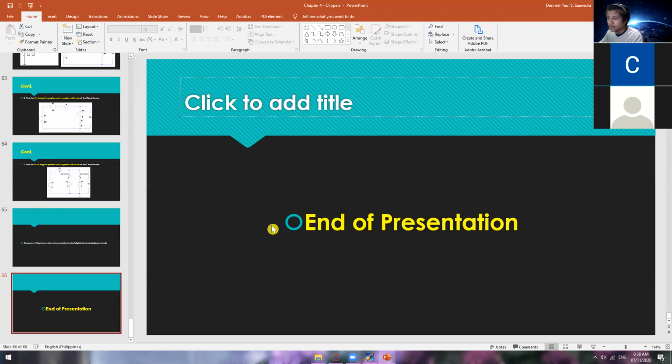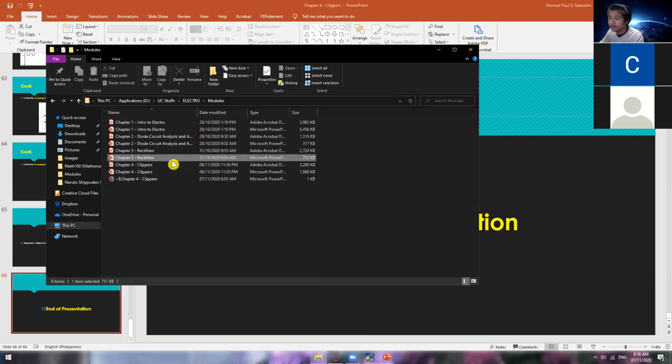So again, I repeat, this is not part of your midterm exam anymore. This is already a topic for your final exam, or for your final term. The coverage of your midterm exam is from the first module up to the rectifier. So you only have three modules to review. So chapter 1 to chapter 3 only, or module 1 to module 3.